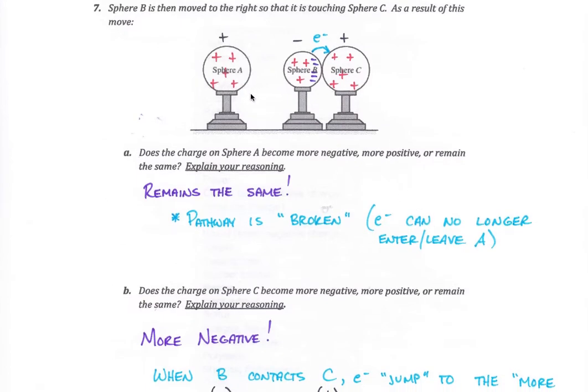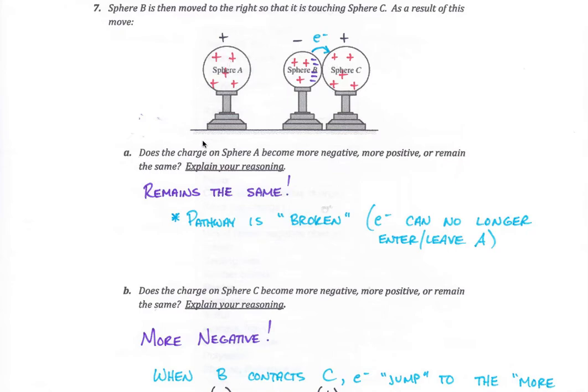So B is then taken and it's slid over so that it touches and makes contact with C. The important thing is that if I take a negative object and I make contact with a positive object, those are two objects, different charges, and they are now making contact, so conduction will occur. And during conduction, electrons will travel from the more negative to the more positive object. So electrons will jump from B into C until they both end with the same charge, because in conduction, you end with the same charge on each sphere.